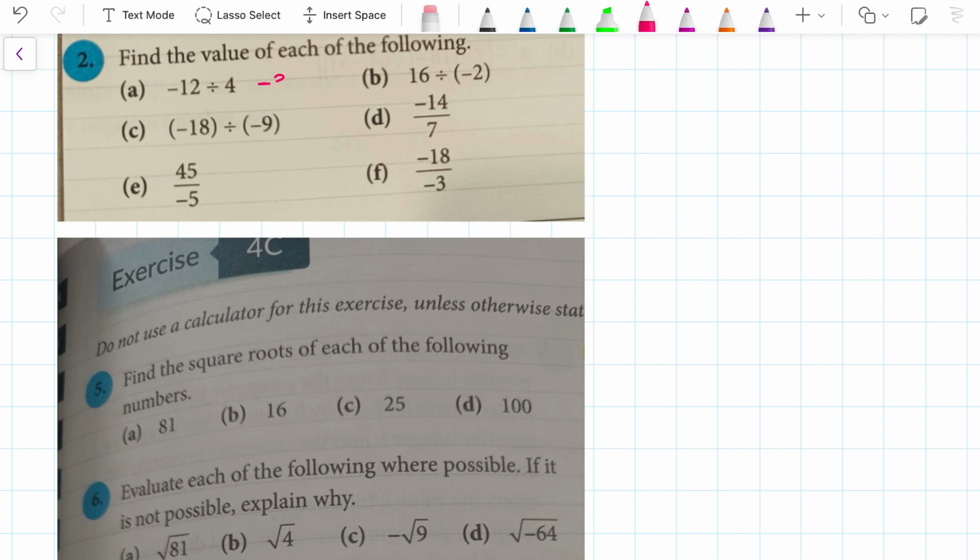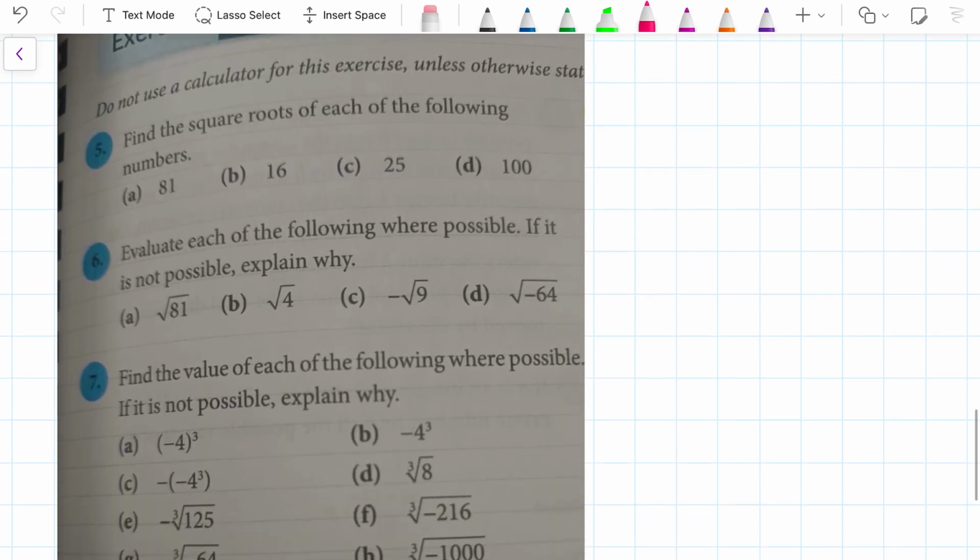Minus 12 divided by minus 3 becomes a plus 2 because the minus cancels out. Plus minus is a minus 9. 16 divided by 2 will become a minus 8. Minus 2. Minus minus cancels out, it will become a 6.